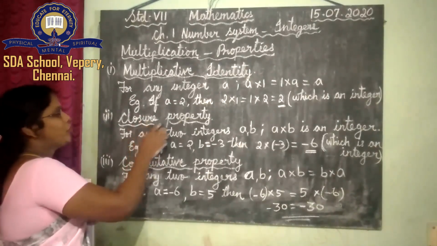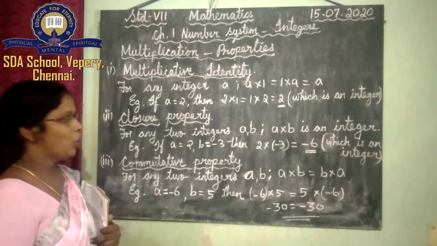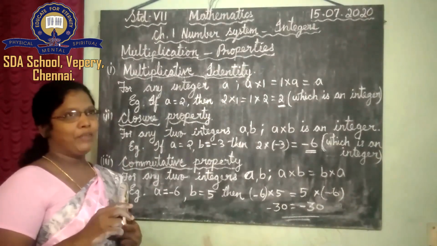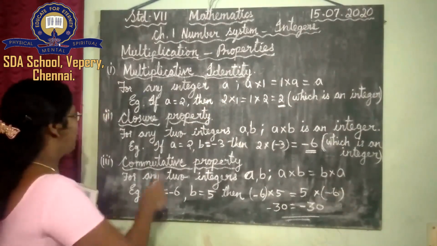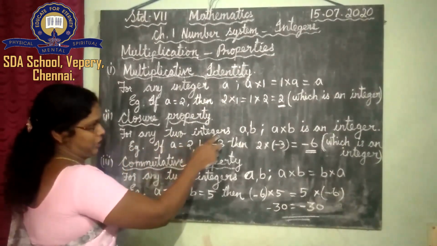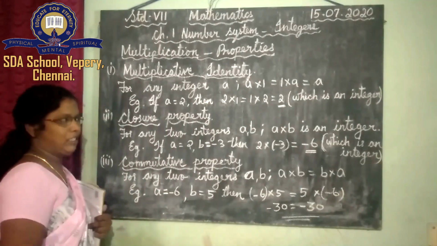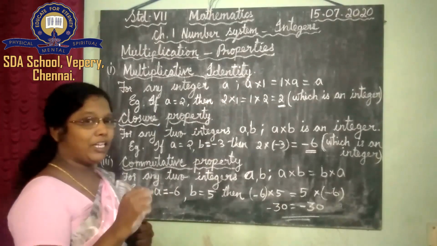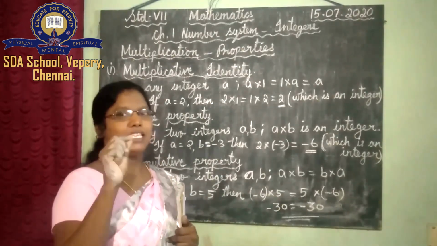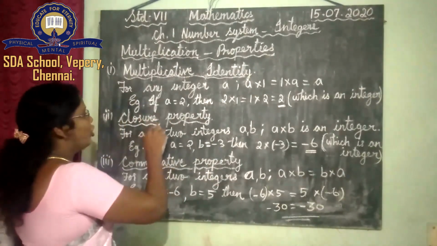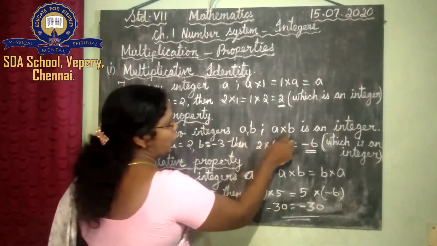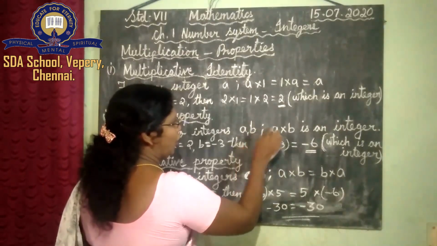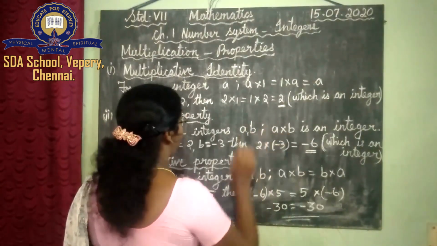Yes. Closure property. The second one is closure property. Closure property means when we multiply more than one integer. For any two integers, when we multiply them, it gives the answer as an integer. It is called closure property. Here a into b is an integer, where a and b are integers, our operation is a into b. This is closure property.